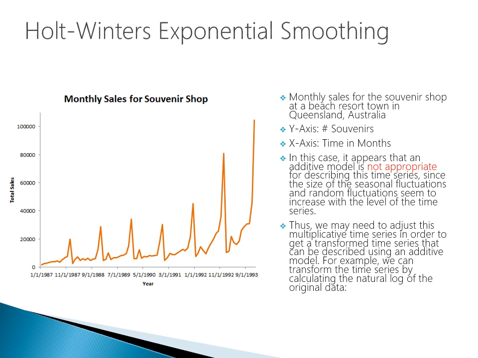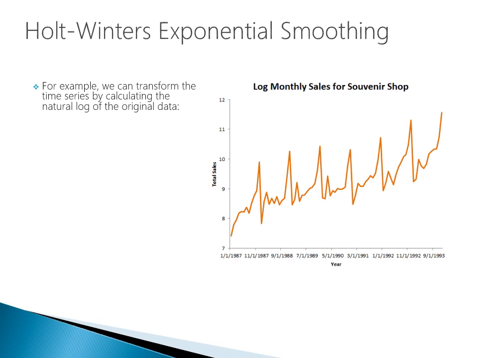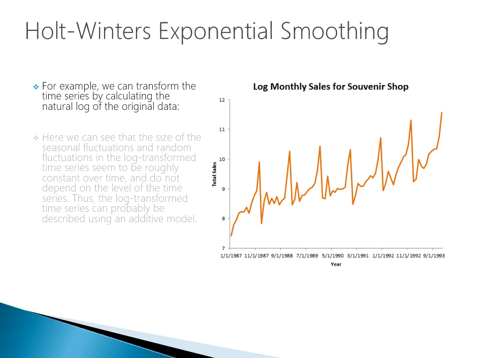As a result, we may need to adjust this multiplicative time series in order to get a transformed time series that can be described using an additive model. For example, we can transform the time series by calculating the natural log of the original data. When we do, we get the graph on the right-hand side. By looking at this graph, we see that it no longer has this giant exponential growth pattern, and it's actually a little more consistent with the other data sets that we've been looking at.